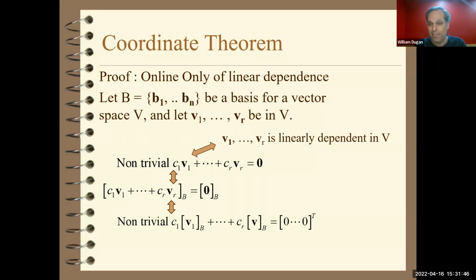So then this means I have just formed for you a linear combination of vectors in Rn. Remember, the coordinates of v1 relative to B is something in Rn. So that's a linear combination of vectors in Rn, and that adds up to 0. And the linear combination is not trivial, which means, by definition, that those coordinate vectors are linearly dependent. And that's it. This entire argument is completely reversible. The reason this argument works is because coordinates are unique relative to a single basis.